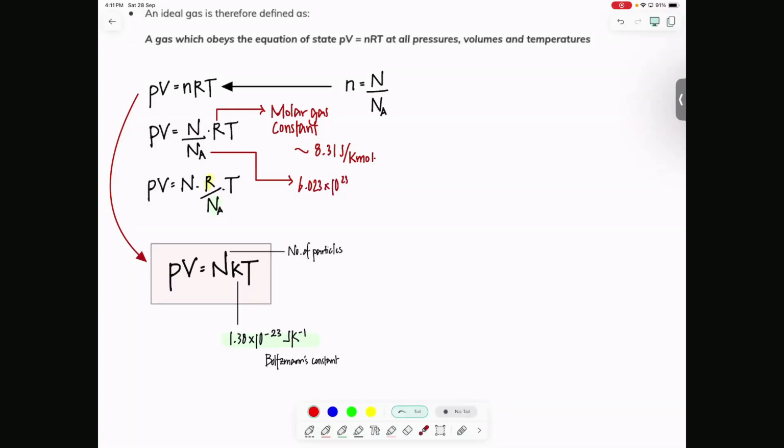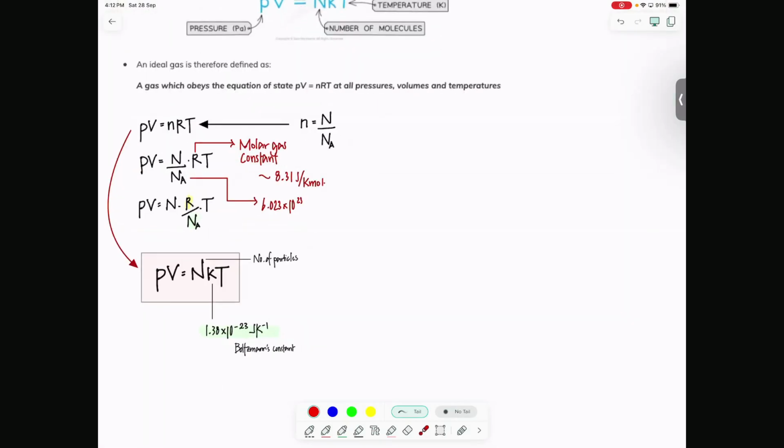Once you divide R by Na, you get another constant. It's called the Boltzmann constant. So what's the purpose of the equation PV equals nkT? It's an equation that incorporates the number of particles. Why is that more important? Because in physics we deal with the number of particles more, not the actual moles, but the actual number of particles out there. So anyways, let's wrap up.